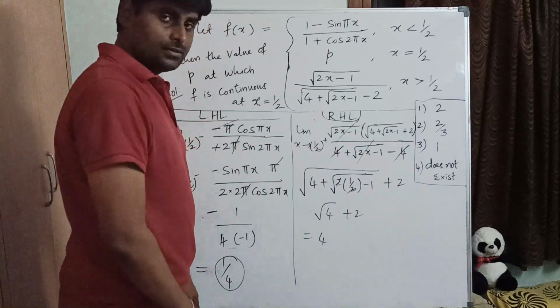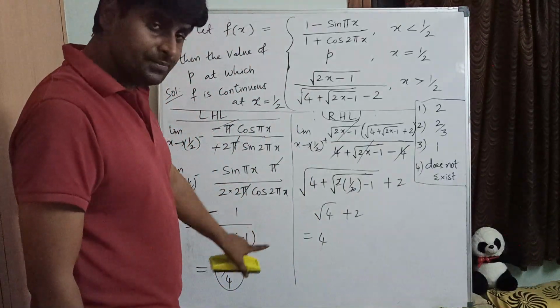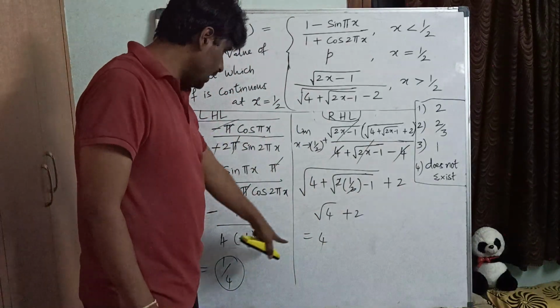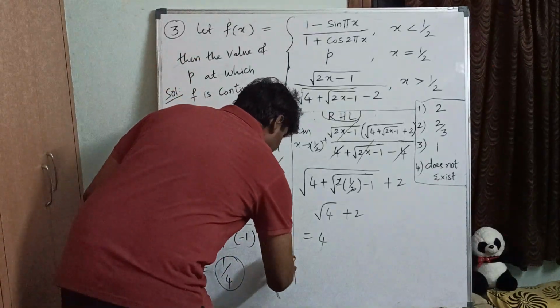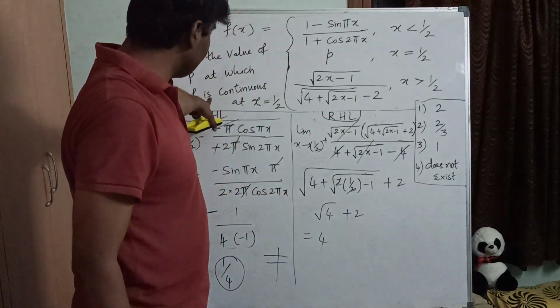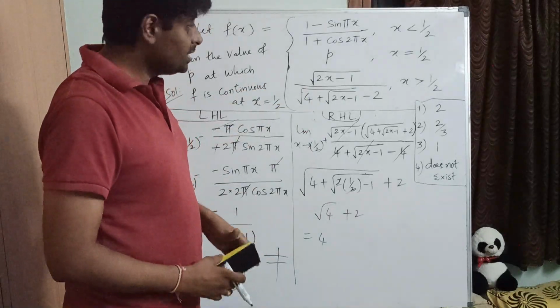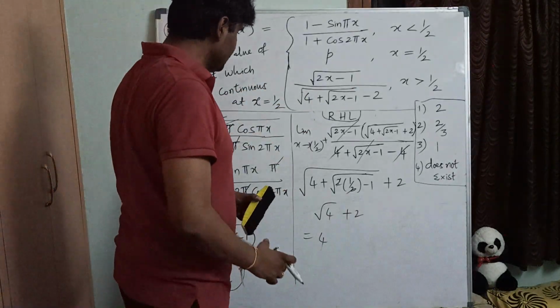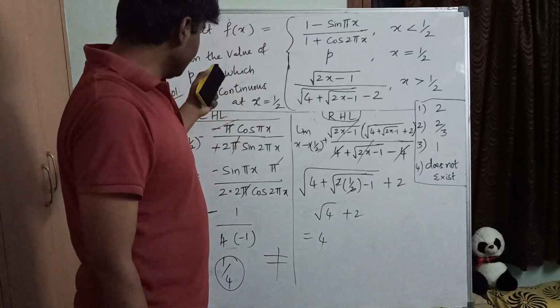4. Are those LHL, RHL equal? No. LHL is 1/4, RHL is 4. So both are not equal. That means for no value of P, it is continuous at x equals 1/2. So that means, do we get any value for P?